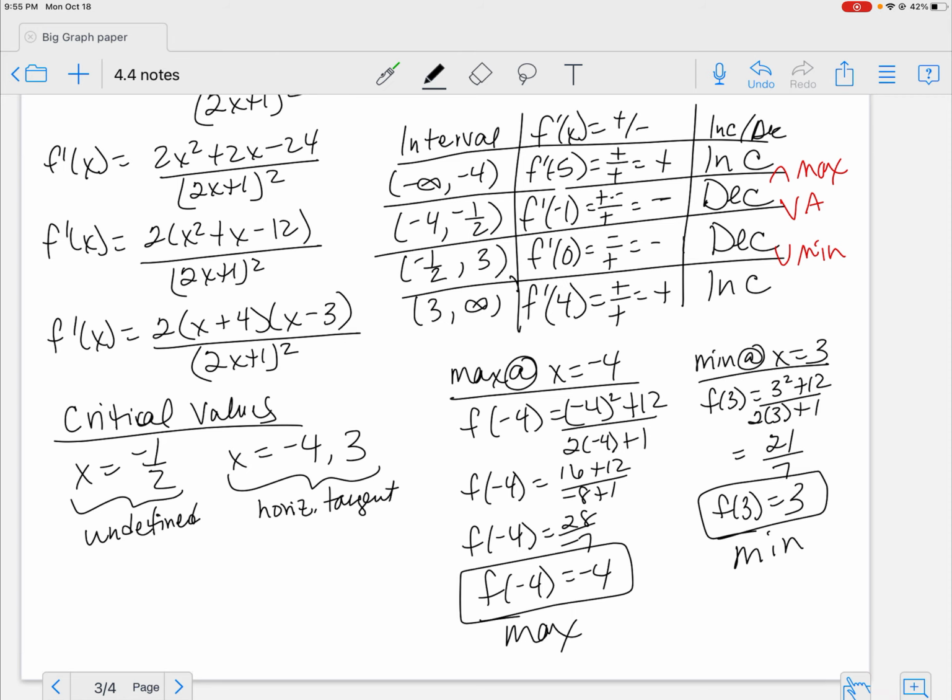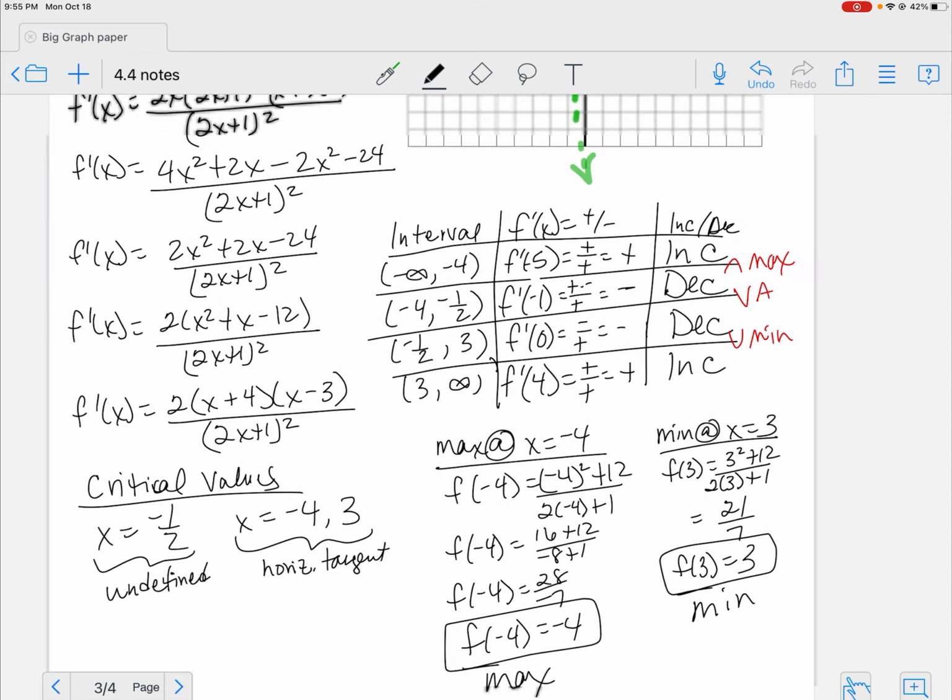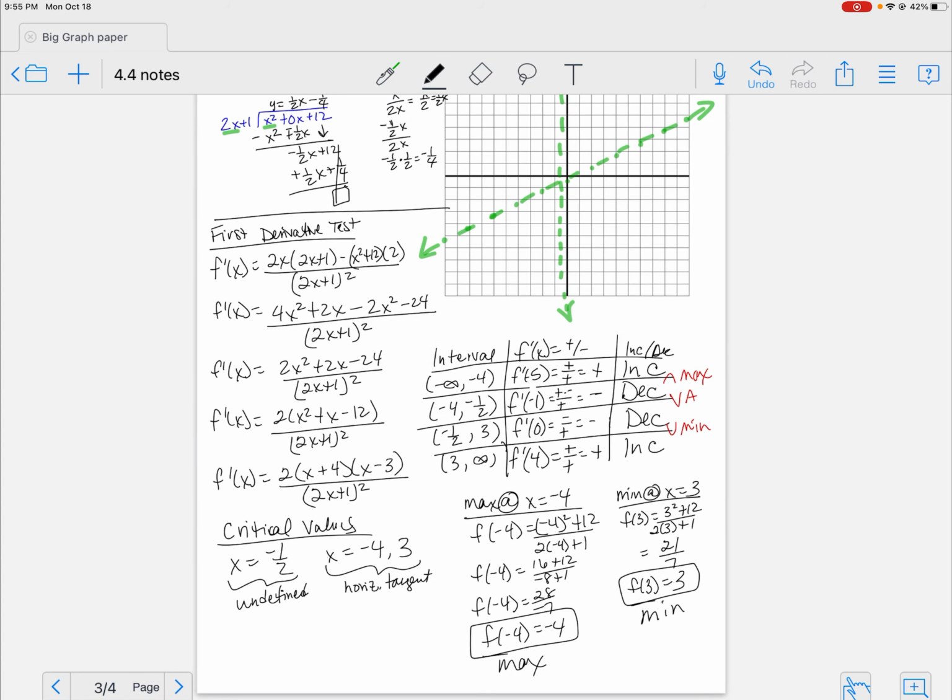Two points. Let's put it on our graph. I know that I have a maximum here at negative 4, negative 4. Negative 4, negative 4. Okay. 1, 2, 3, 4. And we know that that is a maximum. So that has to be like this, right? And a minimum is at 3, 3. 1, 2, 3. So this has to be a minimum.